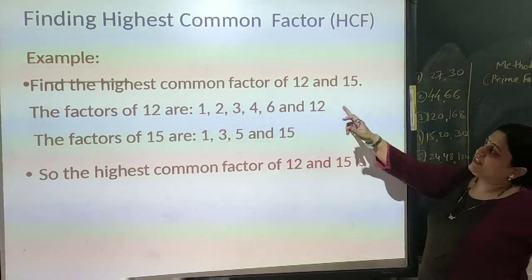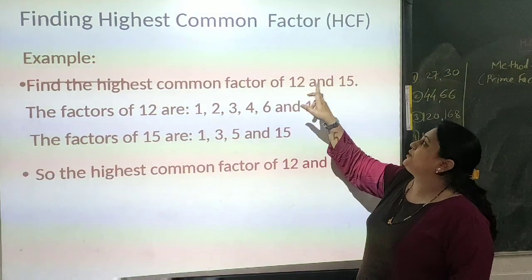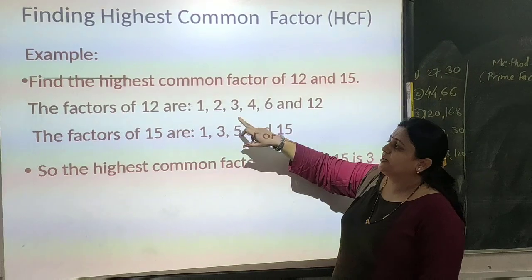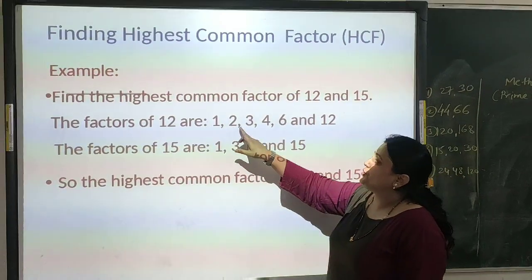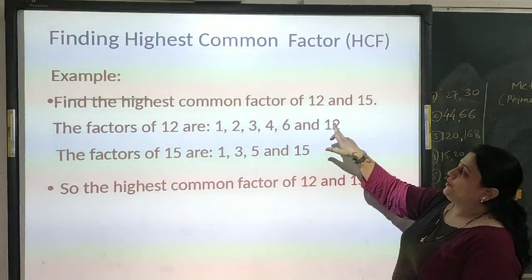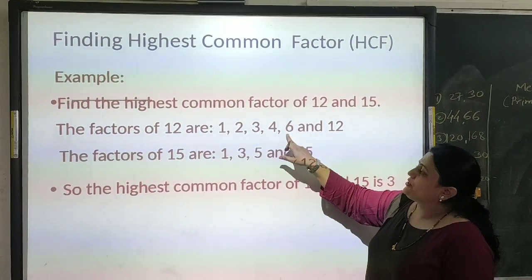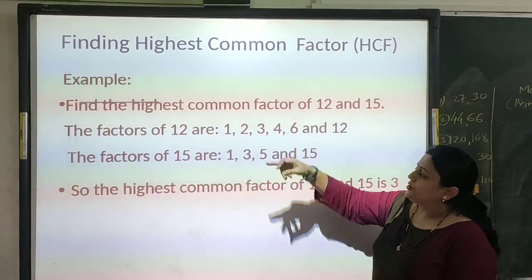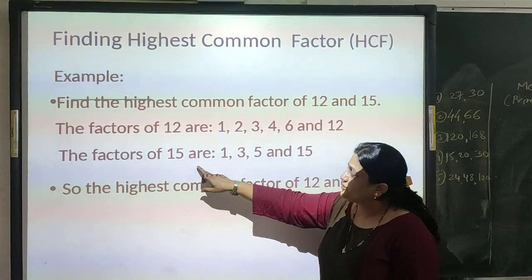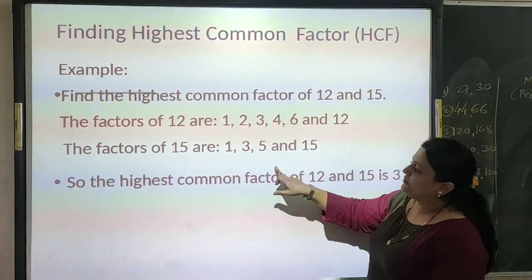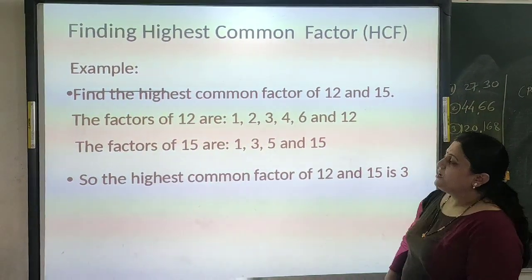So to find out the HCF of 12 and 15, first we have to find out the factors of both the numbers. So what are the factors of 12? 1, 2, 3, 4, 6 and 12. 12 ones are 12, 6 twos are 12 and 3 fours are 12. And what are the factors of 15? 1, 3, 5 and 15. 15 ones are 15 and 3 fives are 15.